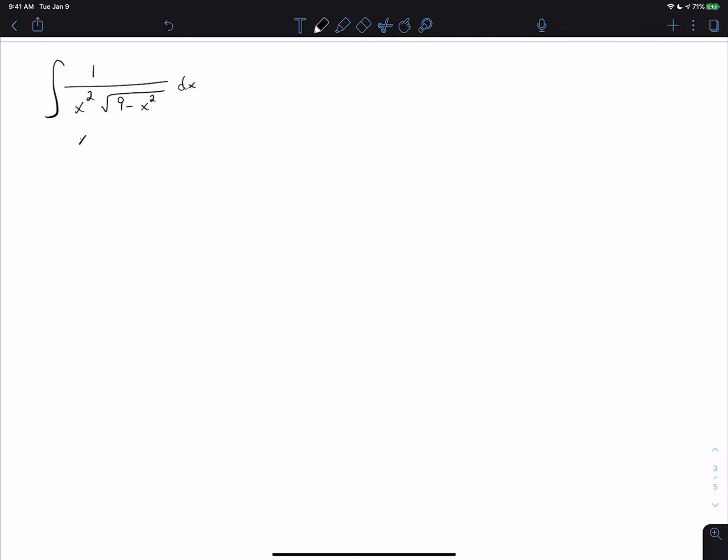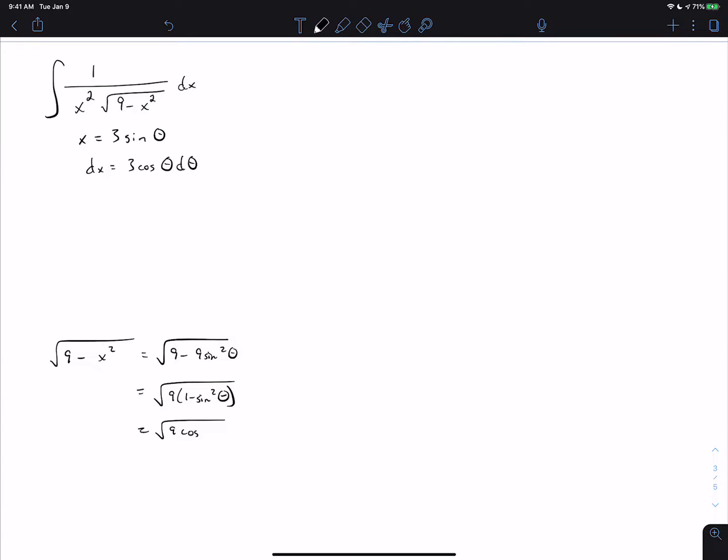On this problem, we should know now that x should equal 3 sine theta. dx is then 3 cosine theta d theta. We can come down to the bottom to get rid of the square root. So we're going to do the square root of 9 minus x squared. That's equal to the square root of 9 minus 9 sine squared theta. We can factor the 9 out. 1 minus sine squared is cosine squared. And the square root of 9 cosine squared is 3 cosine theta.